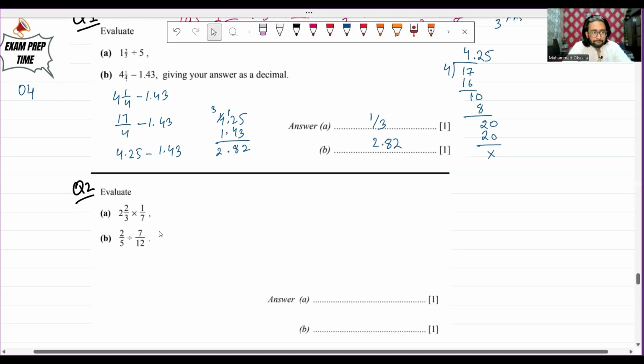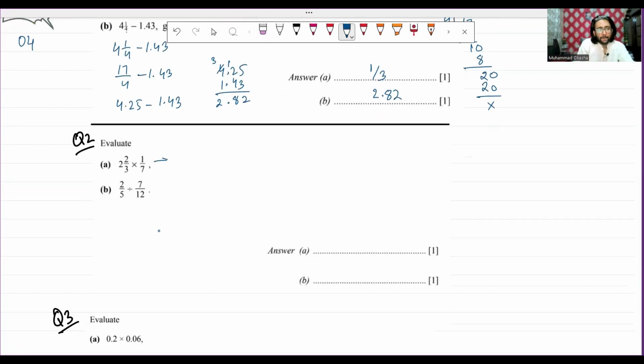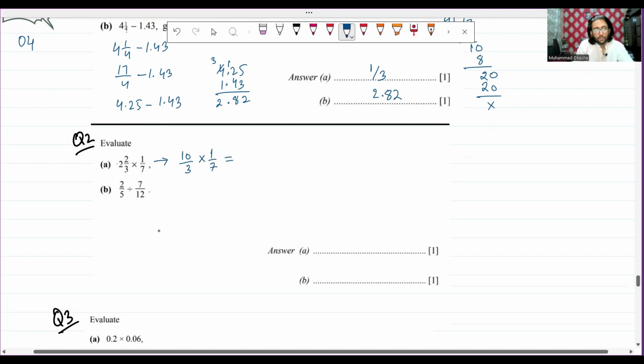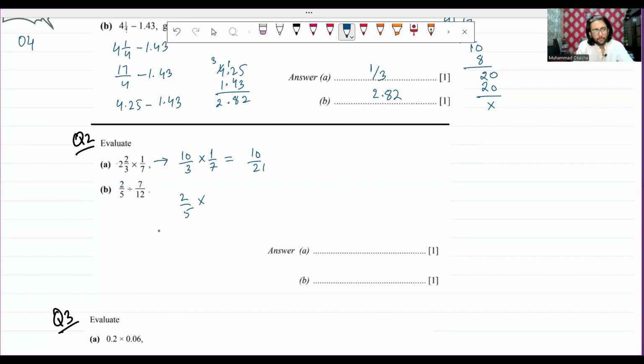Okay, here, part A. If I were to convert this into an improper fraction, that would be 3 2s are 6, 6 plus 4 is 10, 10 divided by 3 multiplied by 1 over 7. So multiply the top and bottom, 10 divided by 7 3s are 21 is my answer. I think we did this before. 2 over 5 multiplied by 12 over 7. Can I do any cancellations? No. So 12 times 2 is 24 by 35. Okay, my answers are 10 divided by 21 and 24 by 35.